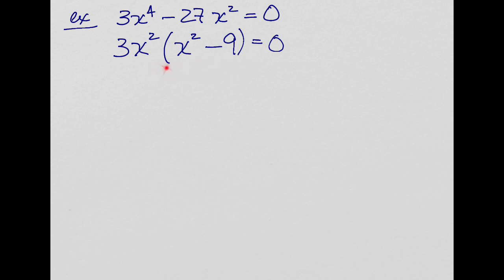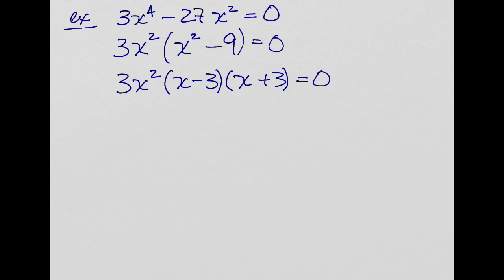But look what happened here. I have x squared minus 9. That's the difference of squares. We can factor those. So let's go ahead and factor. I got 3x squared. This will factor as x minus 3 times x plus 3. At this point, that's factored completely. There's nothing else that I can factor that isn't already factored.